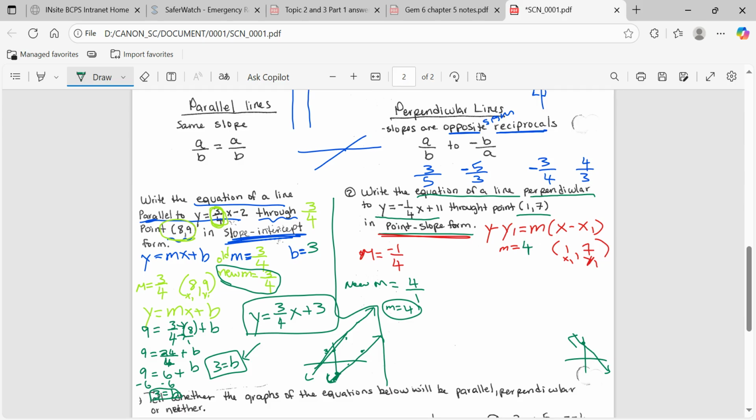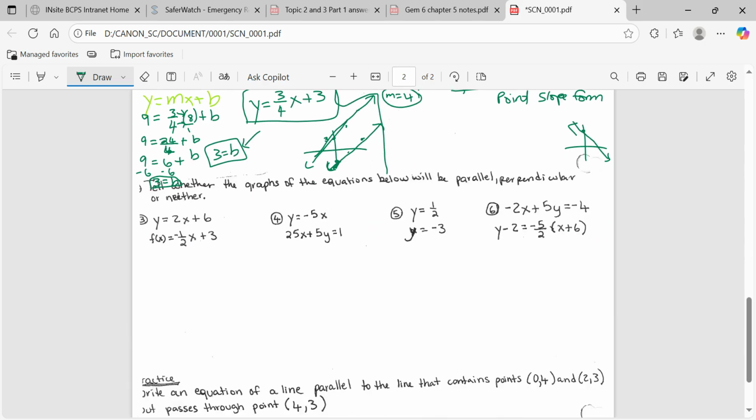Well, in point slope form, this tends to be easier now. I just got to pop it in. So my answer is y minus y1, which is 7, is equal to m, which is 4, parentheses, x minus x1, which is 1. And there you have it in point slope form. We have to know what they're asking and give them everything that they want and the correct form that they want it in.